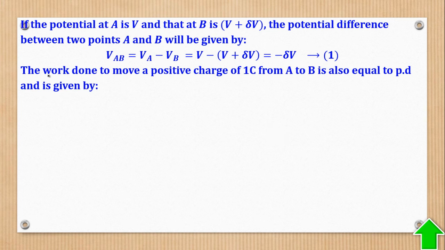So we shall also say that work done to move a positive charge of 1 coulomb from A to B is also equal to PD and is given by VAB, which is potential difference, equal to electric field intensity times the distance moved. So where is this formula coming from?